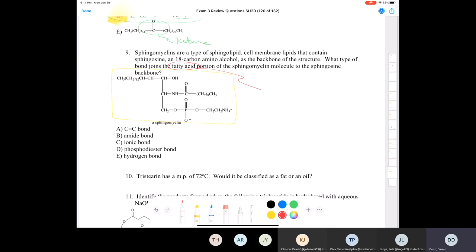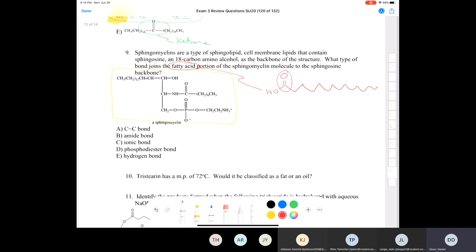What's a fatty acid? Okay. Somebody says a carbon-carbon double bond. No, the fatty acid portion, right? What's a fatty acid? It's a carboxylic acid with a long tail on the end, okay? An unsaturated fatty acid might have a double bond in it, right? But we need to have, how would we bind it, right?